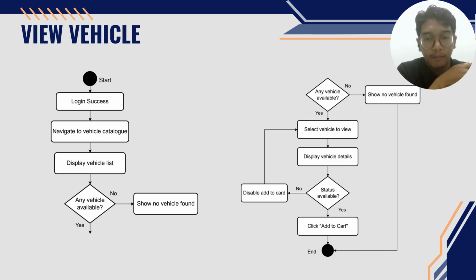If vehicles are available, the customer selects one to view its detail. Then the system checks the availability status. If the status is unavailable, the add to cart button will be disabled. If the vehicle is available, the customer may click add to cart and the use case ends right there.